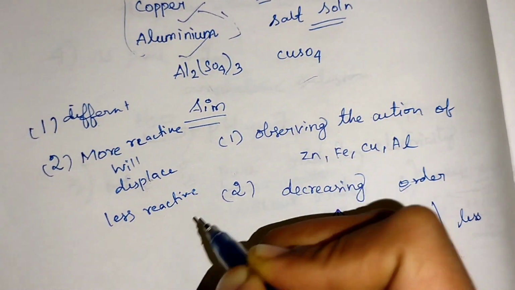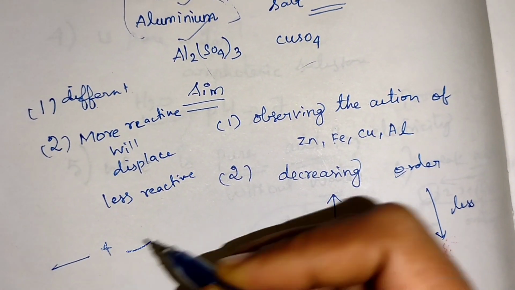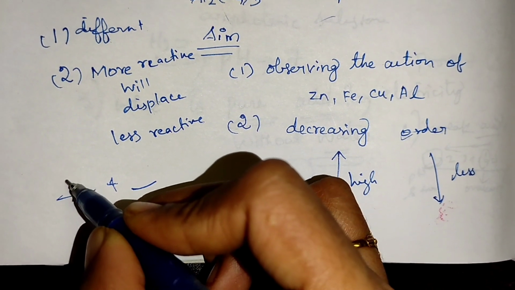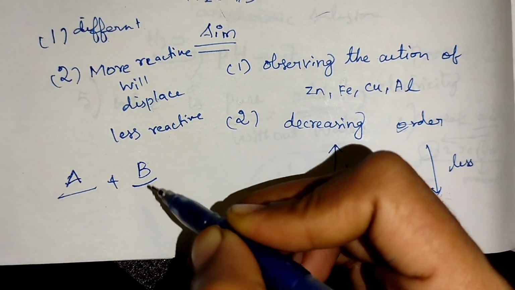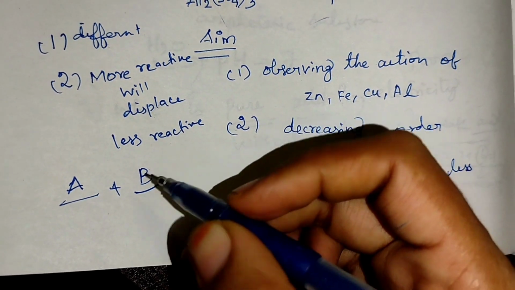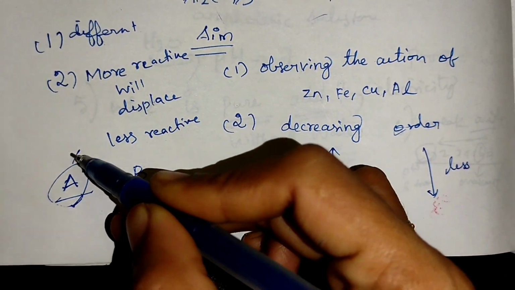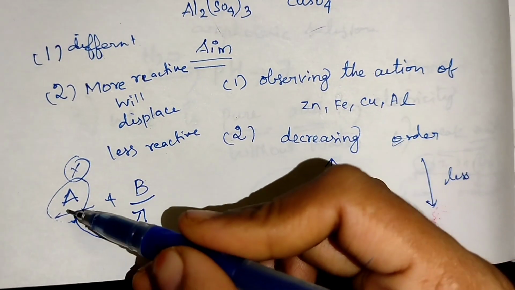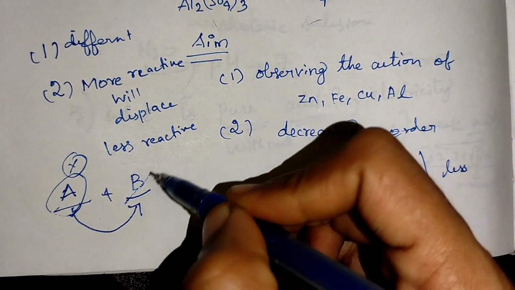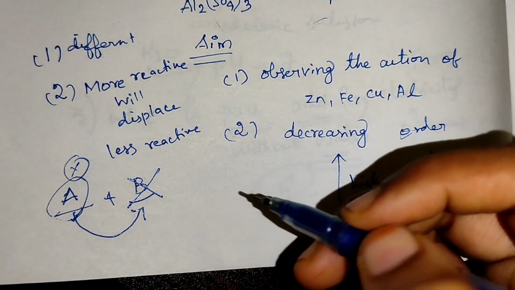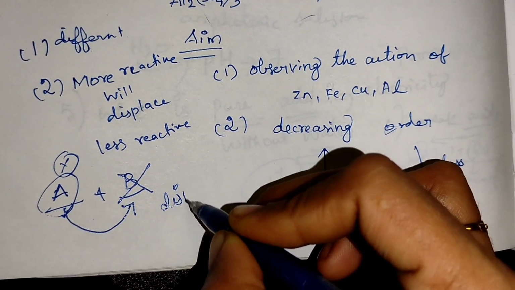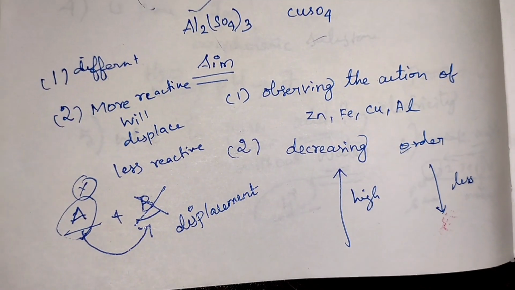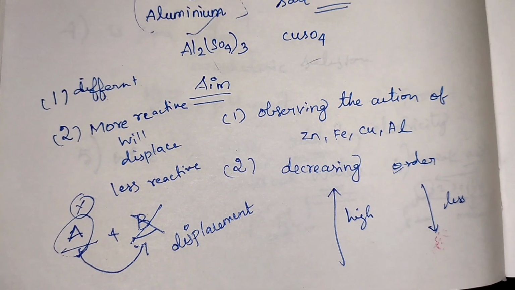For example, we take any two reactants, any two metals. Here I take metal A, here metal B. Of these two metals, which is more reactive? If A is more reactive, this metal will displace B. A more reactive metal will automatically displace the less reactive metal. That reaction is known as a displacement reaction. These are the main things we are going to see in this topic.